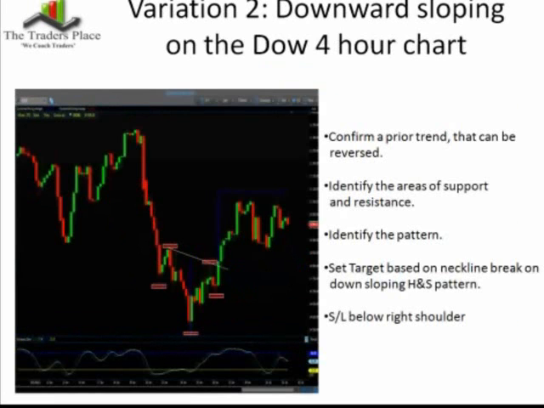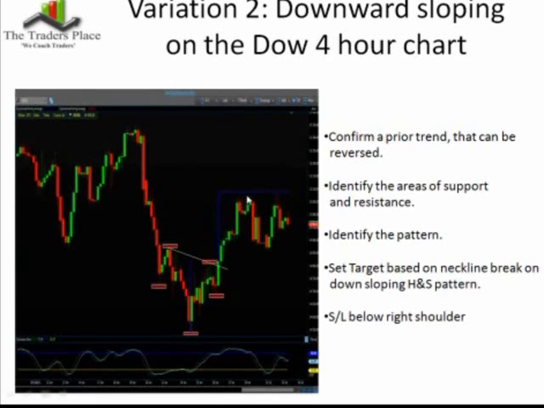The next variation is a downward sloping head and shoulders. I used this particular one. There's always confusion with head and shoulder patterns. The most important thing is the shape of the chart. The second important thing is there must be a prior trend. We can see here that there is a downward trend. It can be reversed. Left shoulder is formed, little neckline. Remember, this is a 4-hour chart on the Dow. The right neckline is downward sloping. The right shoulder becomes my stop loss. A close above that sloping neckline becomes an entry.